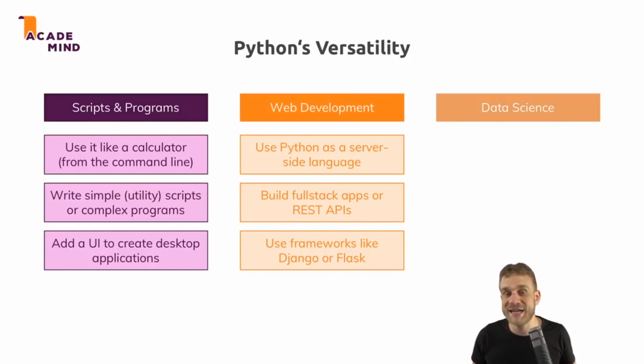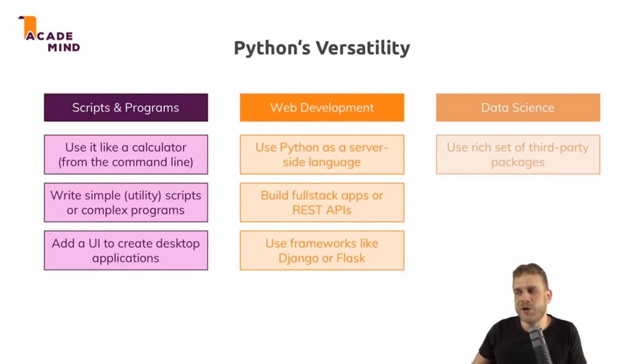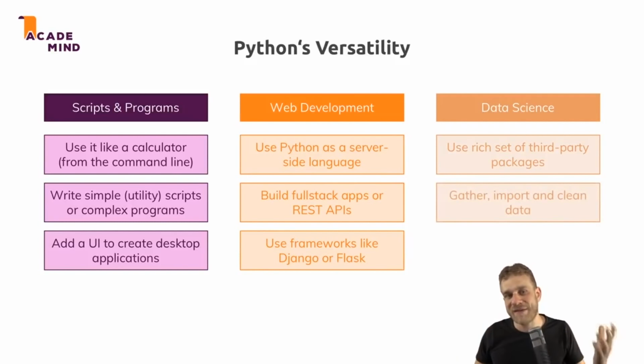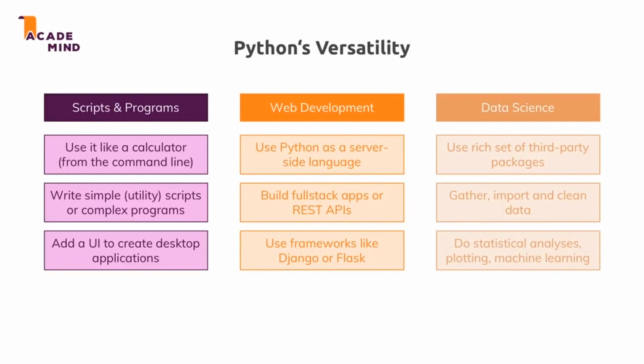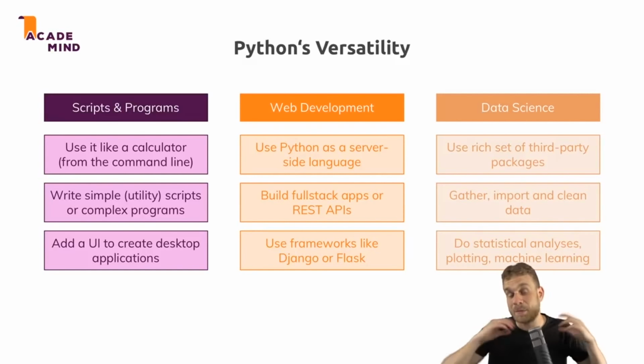Now, when we have a look at data science, another very popular way of using Python, there we also have a rich set of third-party programs that make statistical calculations and working with numbers very, very easy. We also have easy ways of gathering, importing, cleaning, and using data. And we can do all kinds of statistical analysis, implement machine learning models, and use them in our apps. So Python is extremely versatile, and therefore learning it definitely is a great idea. And all these areas build up on the basics you learn in this course.